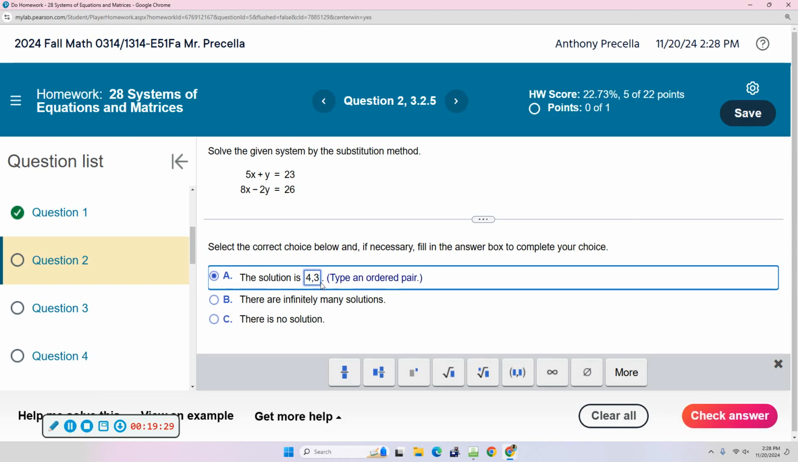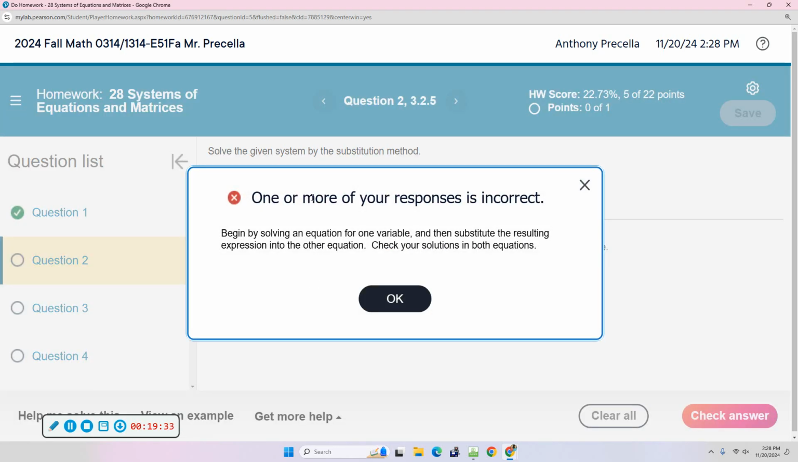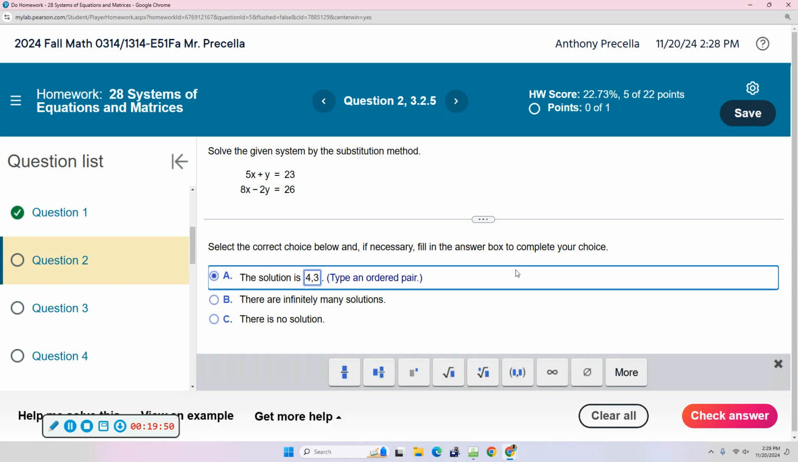Of course, I'm going to get this counted wrong, and they don't even know what's wrong. They just talk you through. Solve for one of the equations, plug it in. Okay, what did I do wrong here? No parentheses. Click there. Put the parentheses around it.